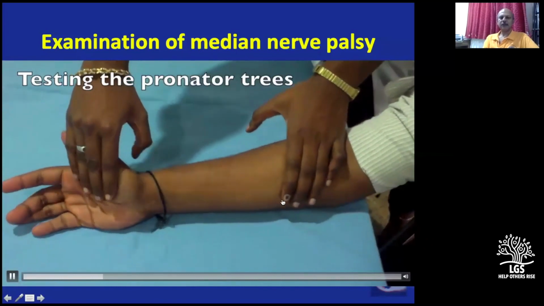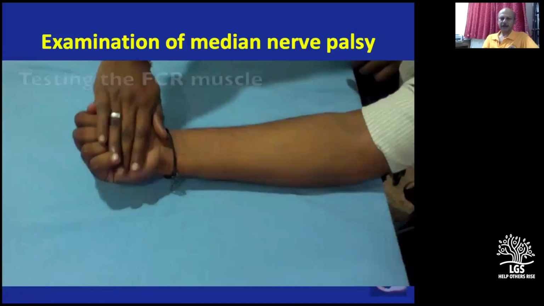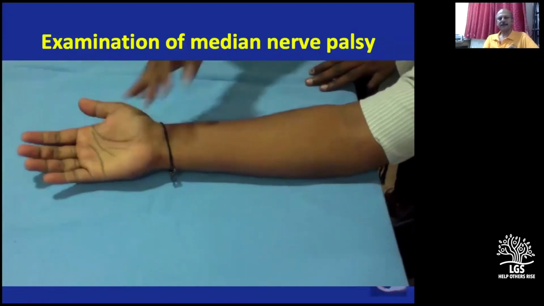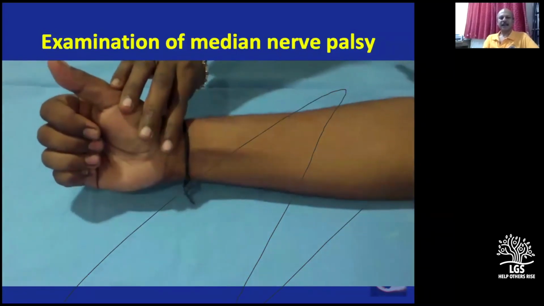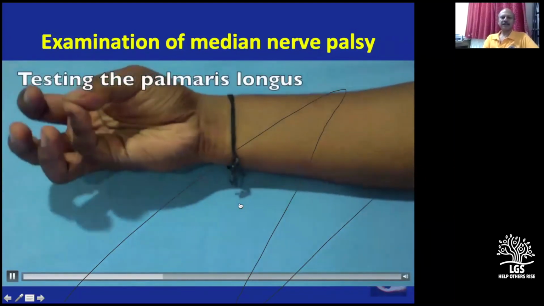Then we check for the pronator teres. Yes, this is an injury at the level of the. Next, we check the flexor carpi radialis. You're checking what? Flexor again, this is now very good. You can see the tendon there. Yeah, okay. That is the flexor carpi radialis. Now you check the palmaris longus.